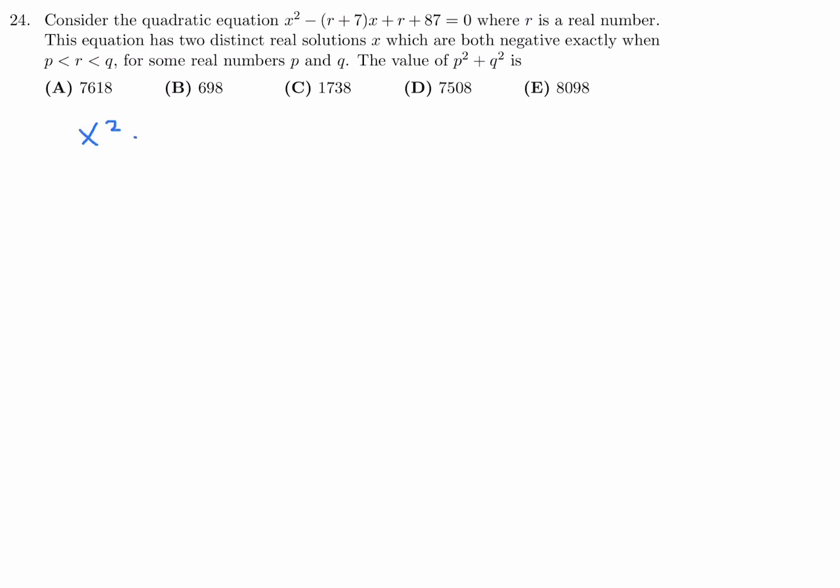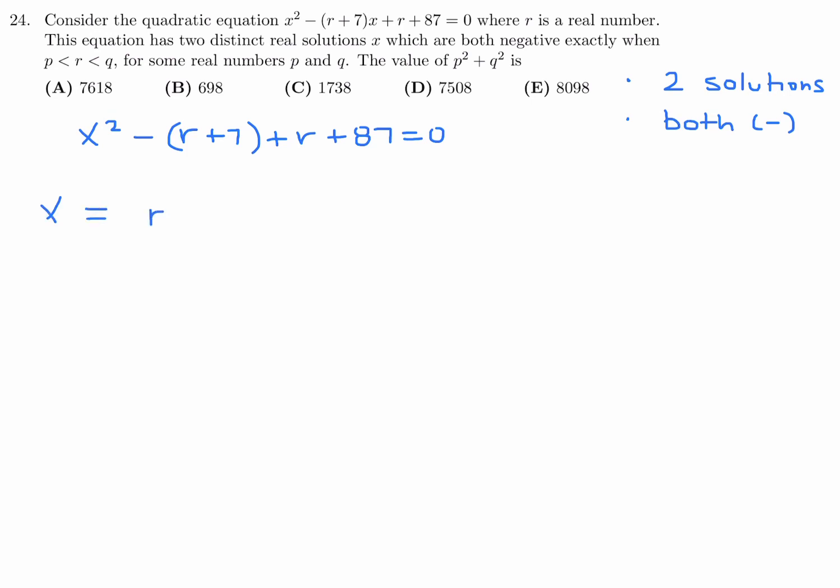We have x squared minus (r plus 7)x plus (r plus 87) is equal to 0. Now, we have to find two solutions, first of all. So that means the discriminant cannot be 0, and I'll talk a little bit about that later. Both of these solutions are going to be negative. Okay, so those are some important conditions that we have to keep in mind. So let's just go ahead and do the quadratic.